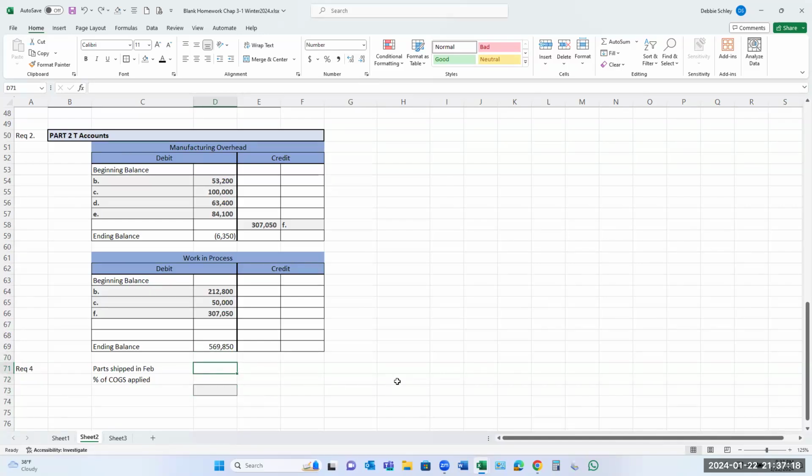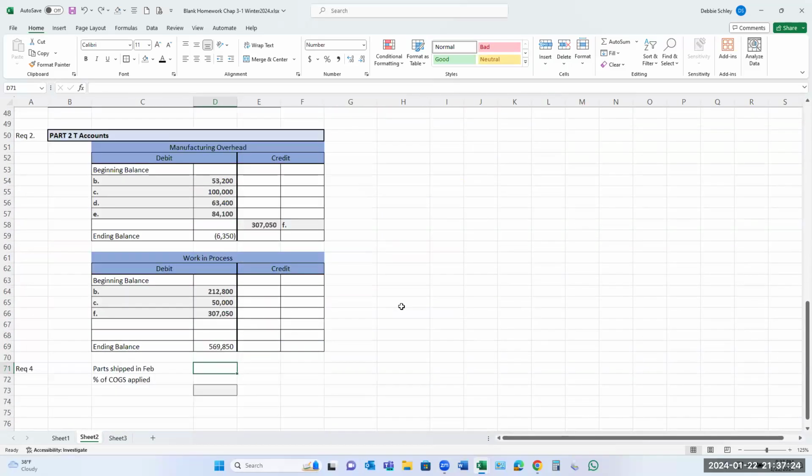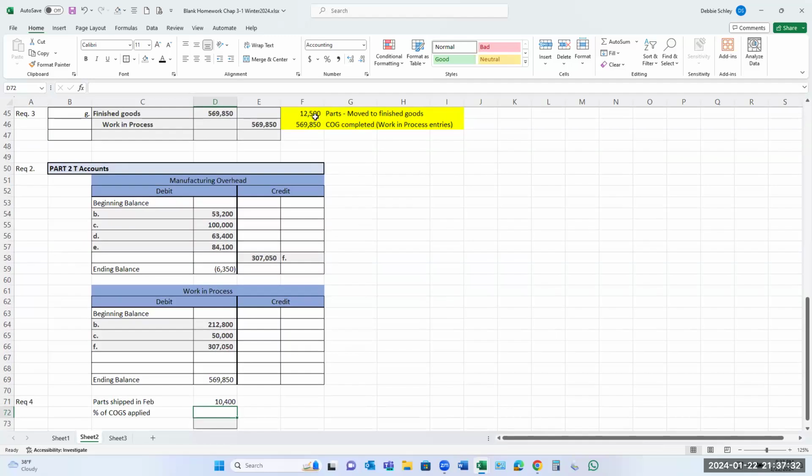Okay. So the parts shipped in February for me was 10,400. So what percent of the 12,500 is this 10,400? Now remember, anytime you're doing a percent, you divide the is by the of. What percent is 10,400 of 12,500? Is divided by of. So the part divided by the whole.